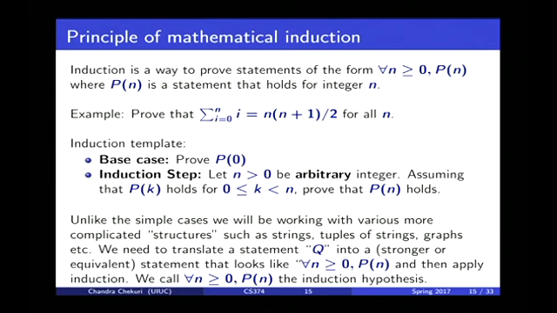Here n is arbitrary, and this is called strong induction. We'll only use strong induction in this class. If you use weak induction, as you'll see on the class website, you'll get a 0. And there are good reasons for that.